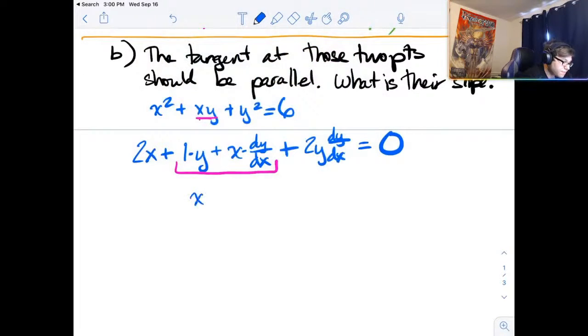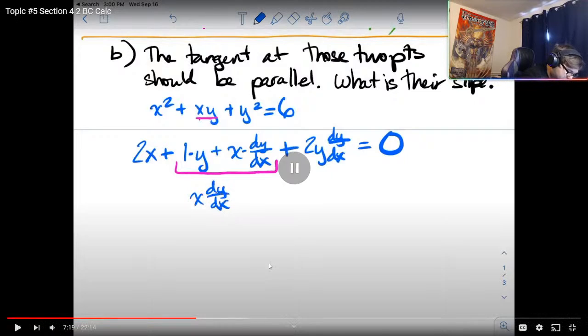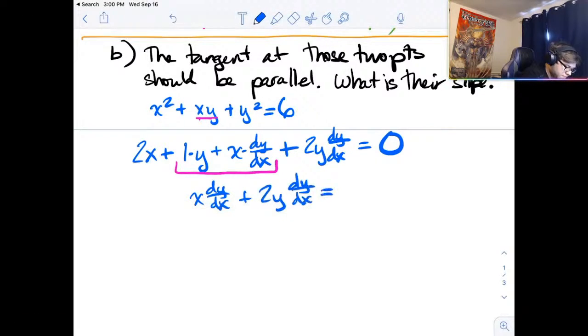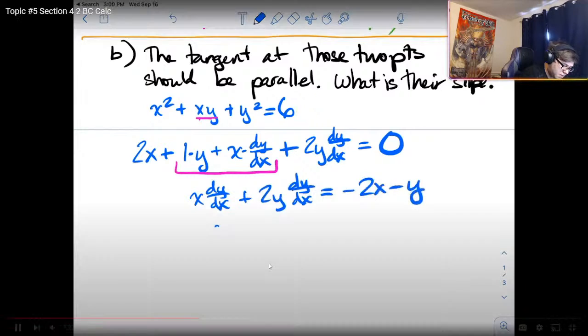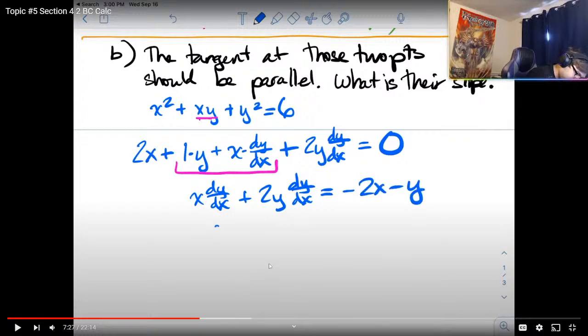Let's make sure that all of the terms that have a dy dx attached are on the left-hand side of the equal sign, and then we subtract over 2x and we subtract over the y value. Okay, hold up. Hold on. What? Okay, forget it, I don't care anymore.